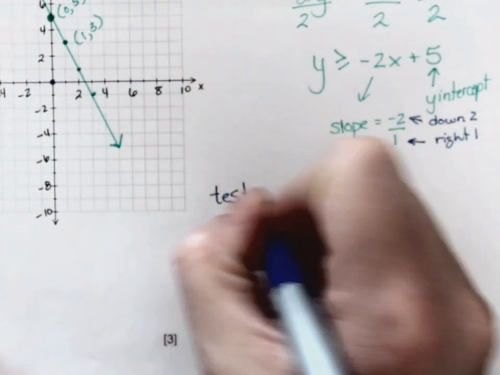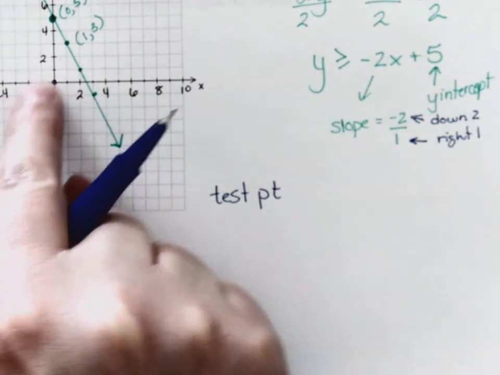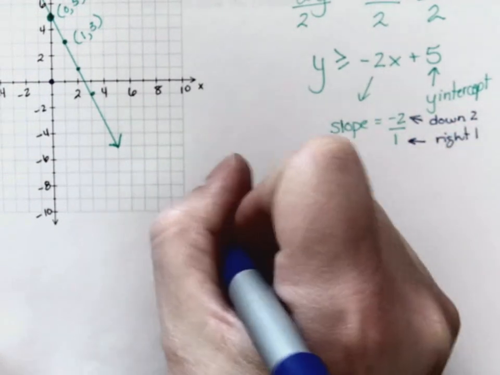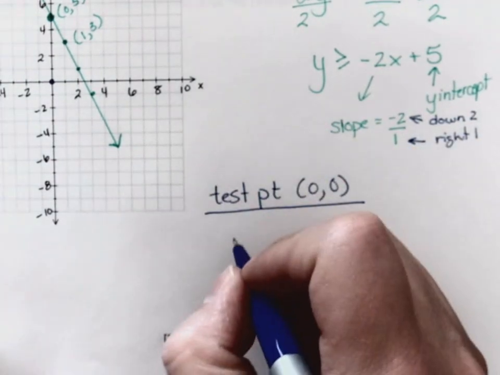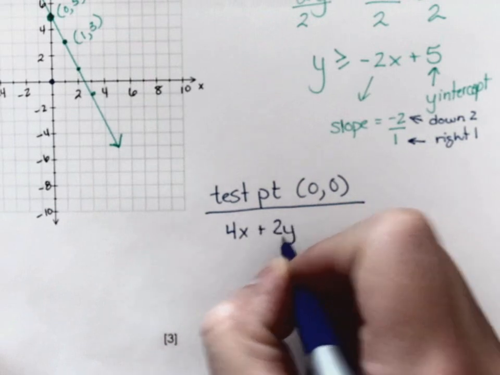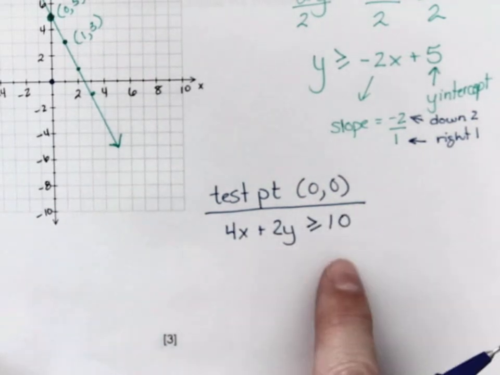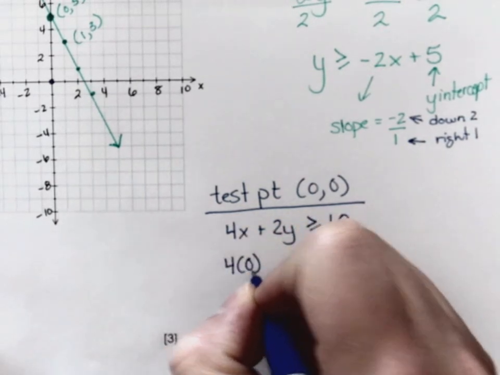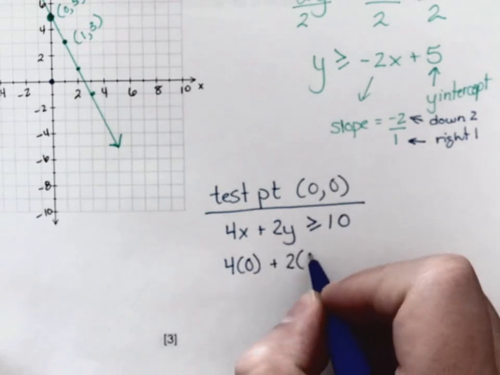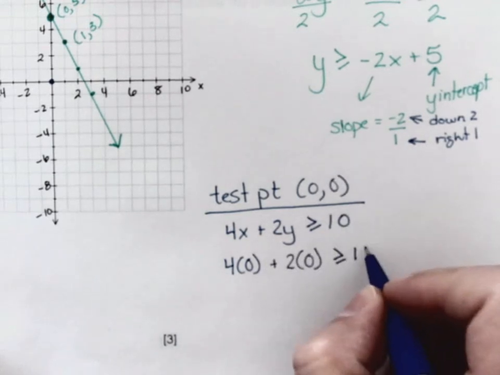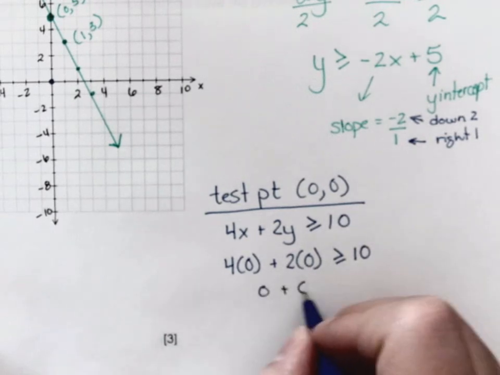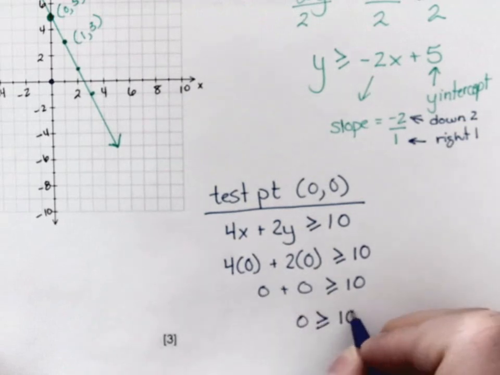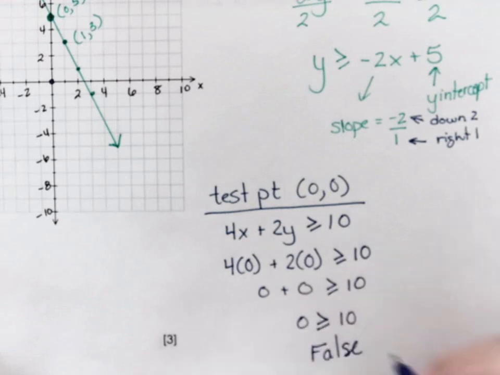So the test point that I'm picking just has to be either below or above the line. It can be anywhere, but do yourself a favor and don't pick big numbers or crazy negatives or anything like that. And we're going to substitute that back into the original inequality, and check to see if it works. So 4, because we said x was 0, plus 2 times y being 0 is greater than or equal to 10. So I've got 0 plus 0 is greater than or equal to 10. 0 is greater than or equal to 10. That is false.